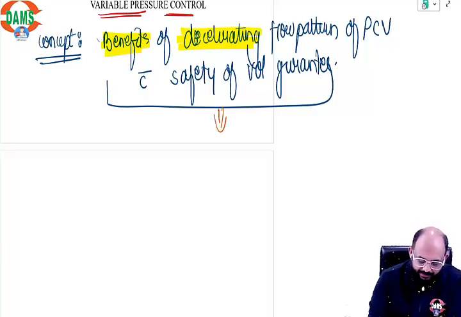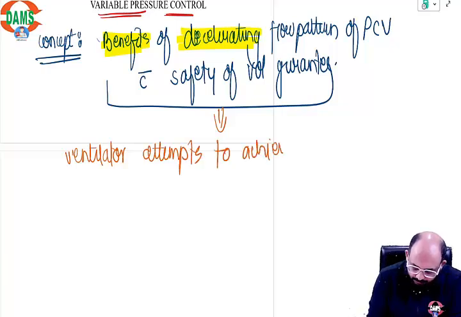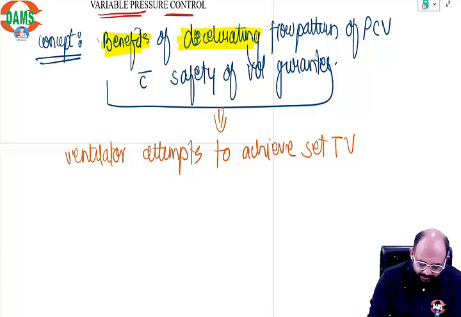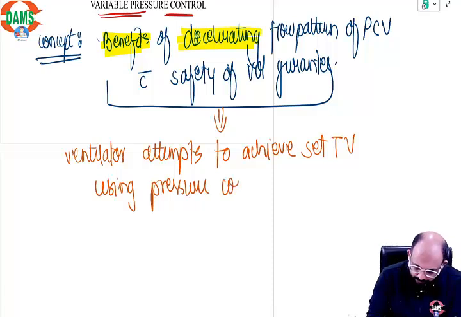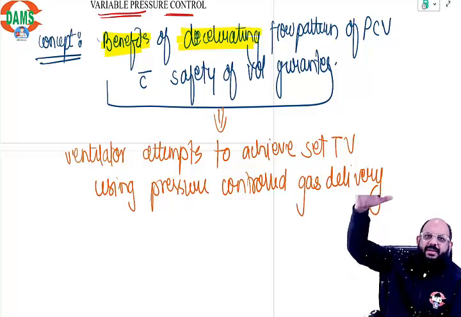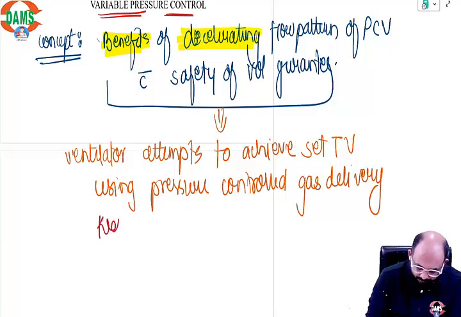Okay. So what the ventilator does is the ventilator attempts to achieve a set tidal volume using pressure controlled gas delivery. And we know how a pressure controlled delivery is. It initially has a very high flow and then there is a decelerating flow pattern, keeping the airway pressure lowest.